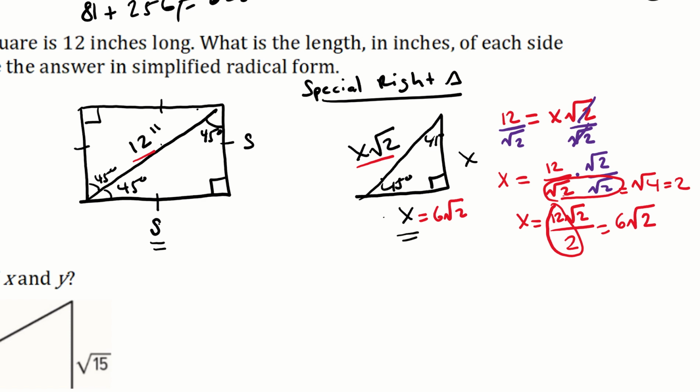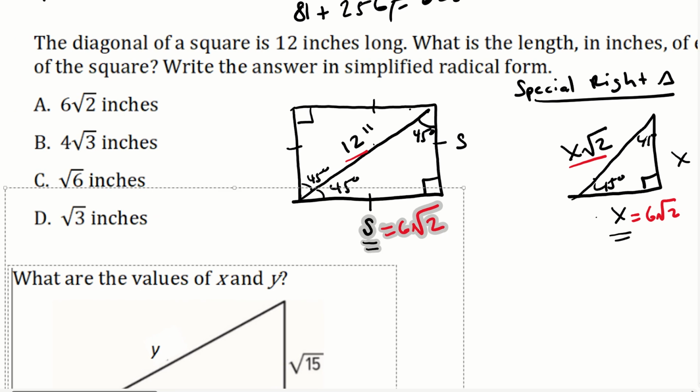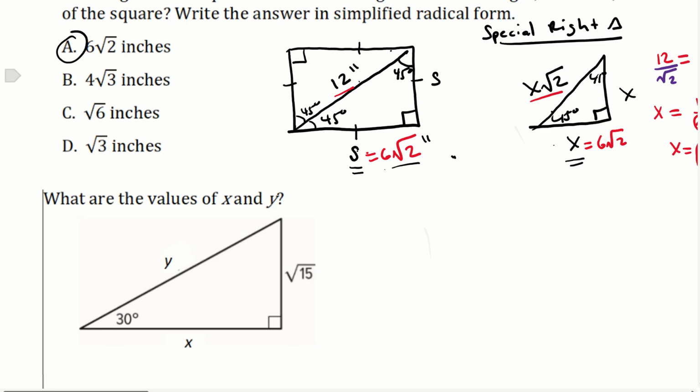All right. So now that we have that, well then if that's 6 square root of 2, then this is 6 square root of 2, right? Because 6 is equal to s is equal to x. And so there you go. So now we got that s, or the side of the square, is 6 square root of 2 inches. All right, so it's got to be A.